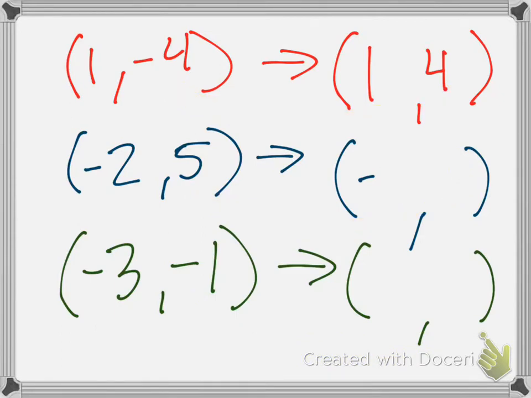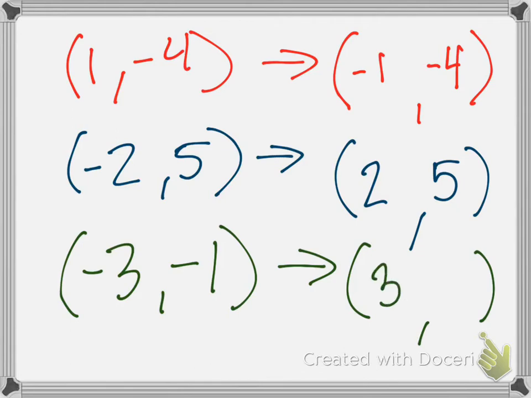Now, what if I was doing this and decided to flip it across the y-axis? So, what would our first ordered pair be if I'm flipping it across the y-axis, Hannah? -1, -4. Because we're flipping it across the y and the y stays the same. What about for our second one? Miles. 2, 5. What about our third one if we're flipping it across the y-axis, Lucy? 3, -1. Exactly. So that's how we do this.